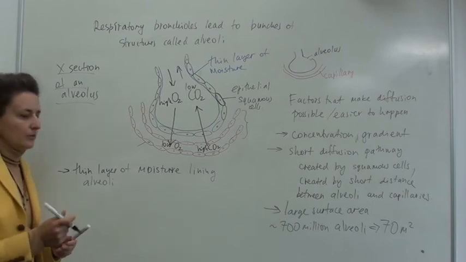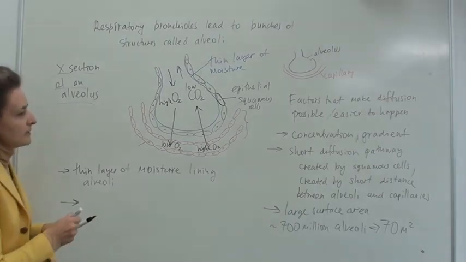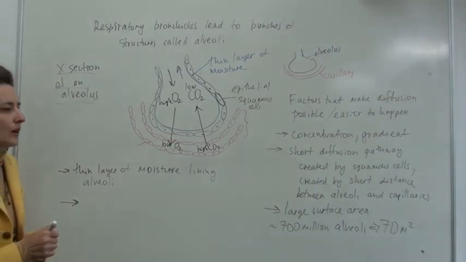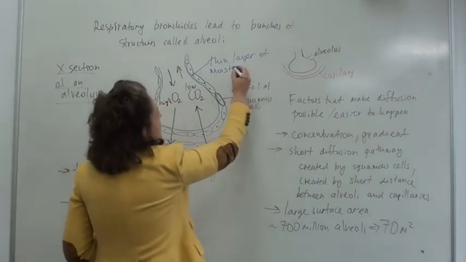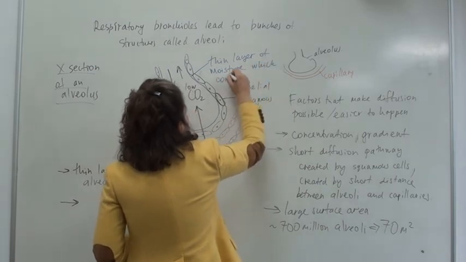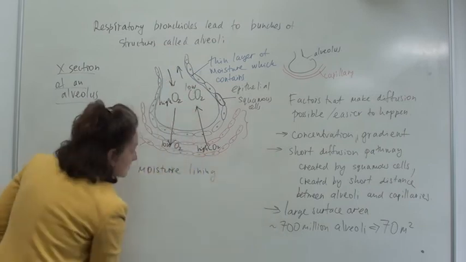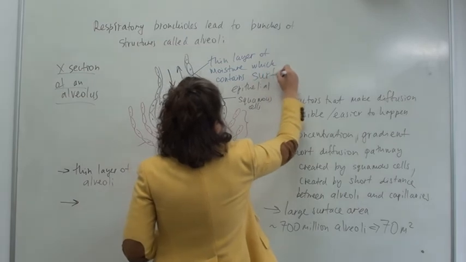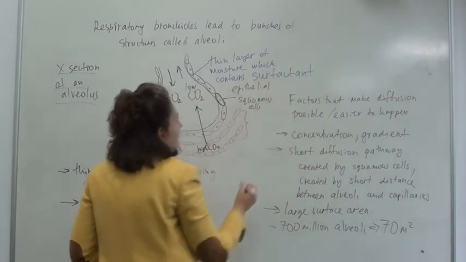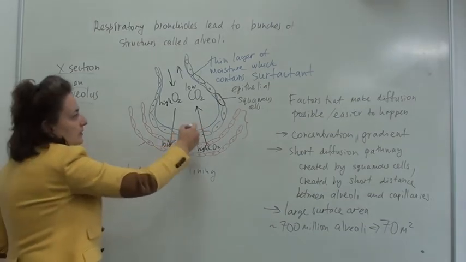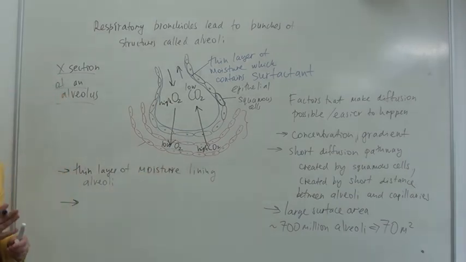And then the last thing which I wanted to mention is that this moisture also contains a very particular substance called surfactant. So I'll add it as a part of this label: thin layer of moisture which contains surfactant. So there are going to be some special cells in your alveoli, in this epithelial layer, which are designed to produce this very specific substance called surfactant.